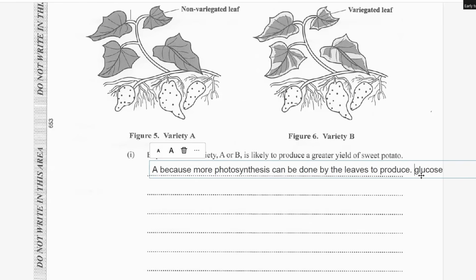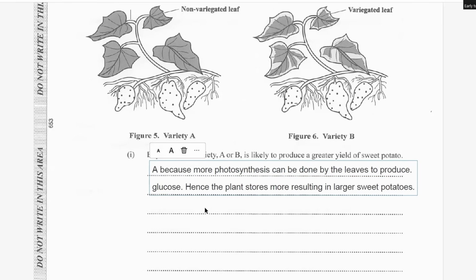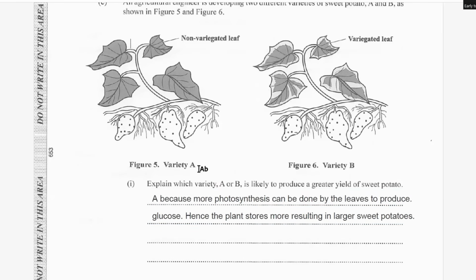And why are we choosing A? Because with more photosynthesis being done in the leaves, it means more glucose being created. And we know glucose is stored in plants as starch. The polysaccharide for plants to store is starch. So hence the sweet potato will be larger, will be more than in variety B. So A is our answer.